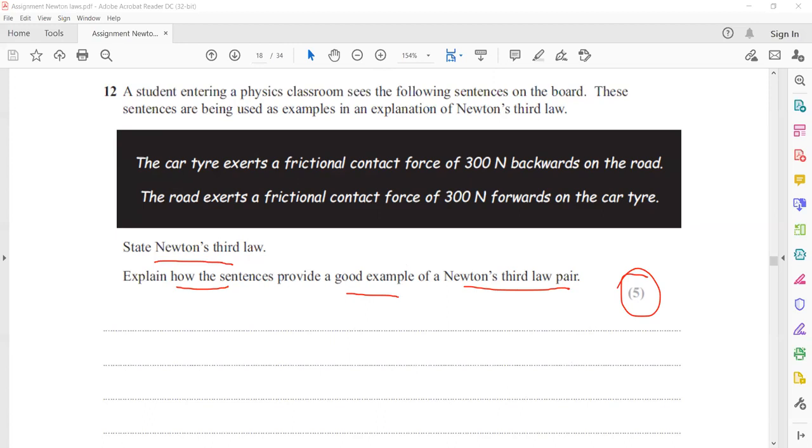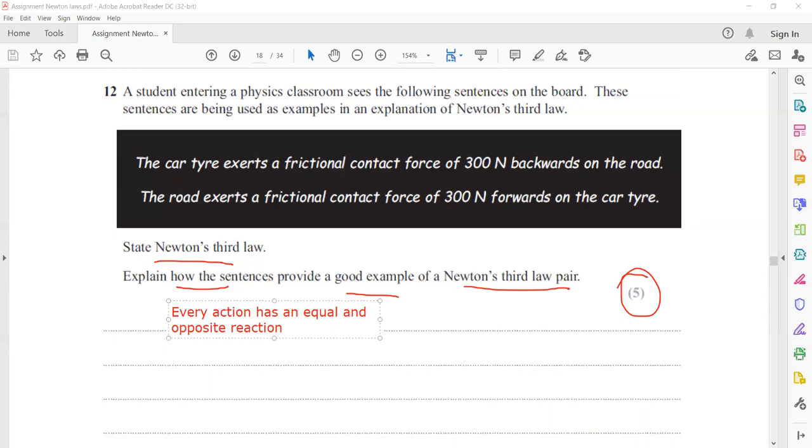So first, according to Newton's third law, forces always act in pairs. Action and reaction forces are equal but opposite in direction. So first we'll write the statement for Newton's third law. So every action force has an equal and opposite reaction.